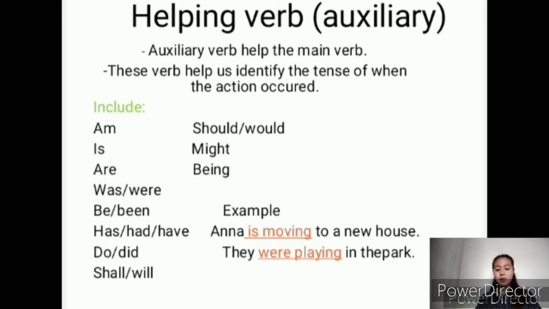9. What is a helping or auxiliary verb? Auxiliary verbs help the main verb. These verbs help us identify the tense of when the action occurred. These include am, is, are, was or were, be or been, has or had or have, do or did, shall or will, should or would, might, being. For example: Anna is moving to a new house. They were playing in the park.